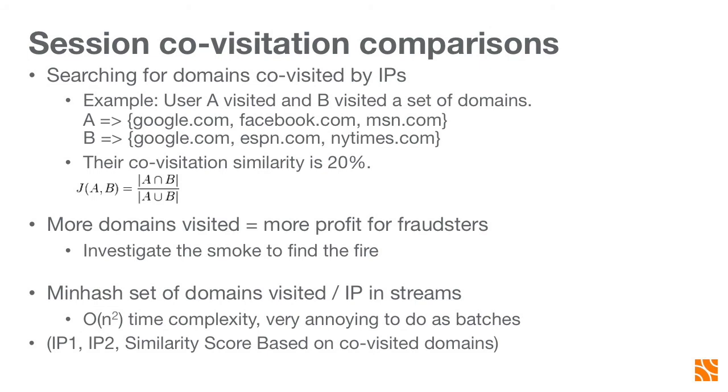Okay, so user A visited Google and then Facebook and then MSN. And remember, we know this information because we know the IP address of the person who requests an ad, and we know what page they're on when they're requesting the ad. And then user B visited Google, ESPN, and New York Times. We can use a measurement called the Jaccard distance or Jaccard similarity to figure out how similar two things are to each other, given that we have these sets. So in this case, the similarity here is 20%. They both visited Google, and there were 5 domains in total between both the users.